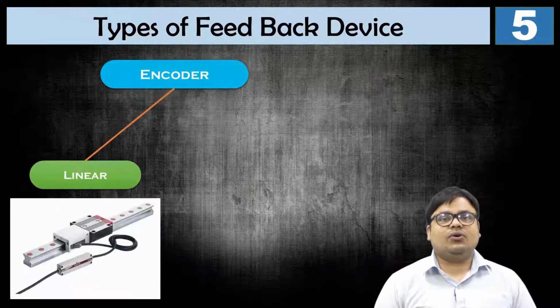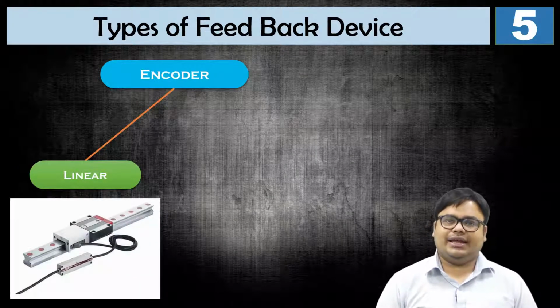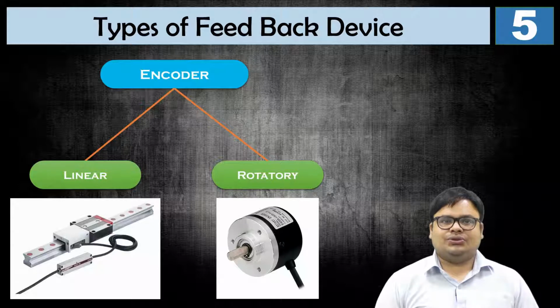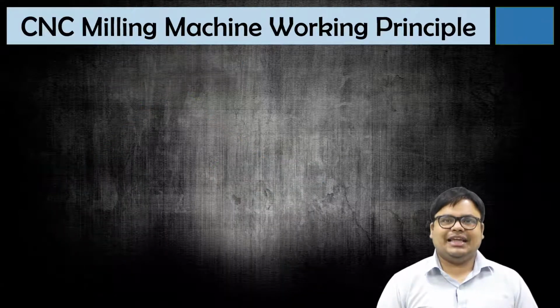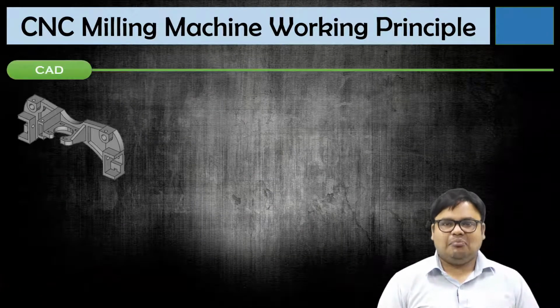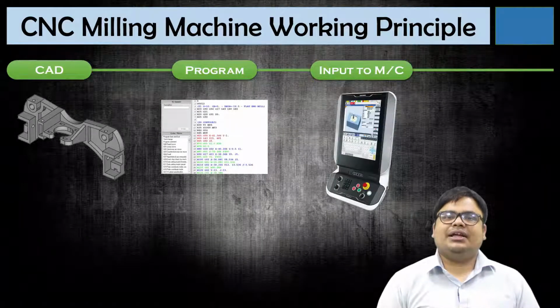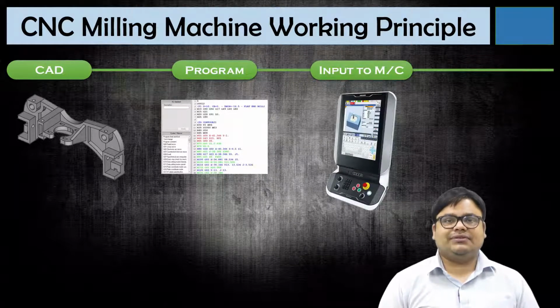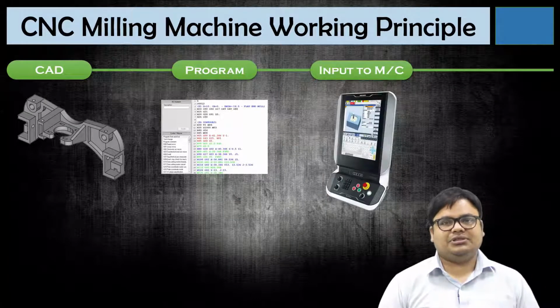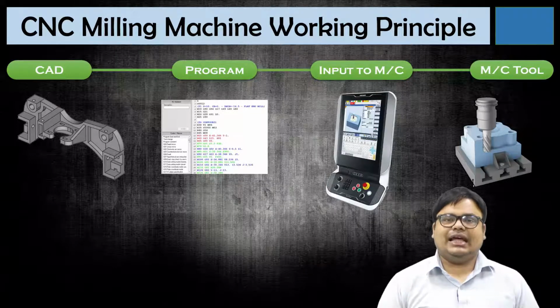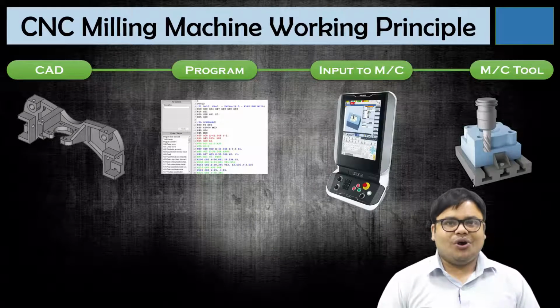These encoders are of two types: one is the linear encoder, another is the rotary encoder. Linear encoders are mostly attached to the axis movement, whereas for spindle rotation and similar operations, rotary encoders are used. The CNC milling machine working principle, once again: first we need a CAD part or a 2D drawing, and from that we make the program and input it. If you are doing a manual program, you can do it directly in the controller; otherwise you can generate the DNC program or computer generated program and input it to the controller via different mediums I had already explained. After the controller gets the program, it controls the machine tool, and at the end we get our final output. That was all regarding today's session.